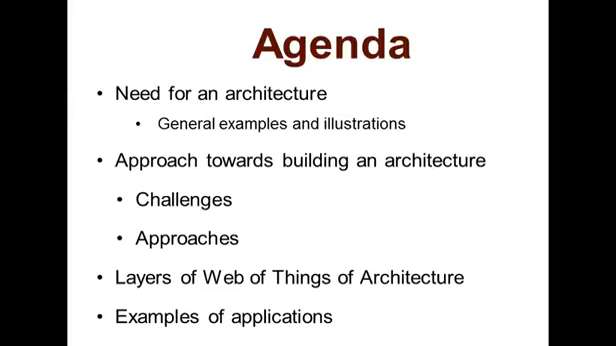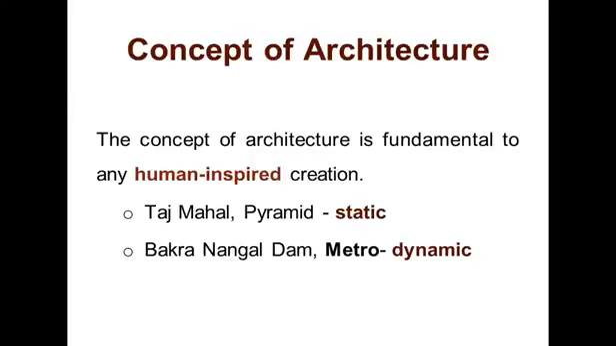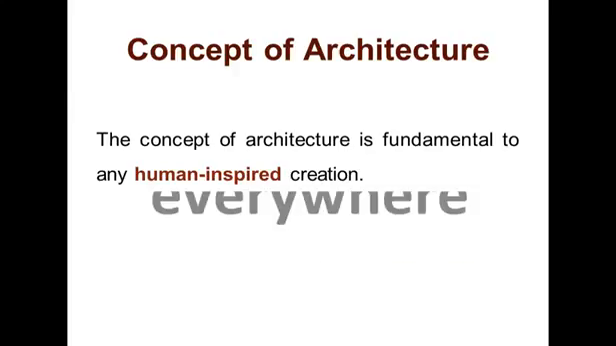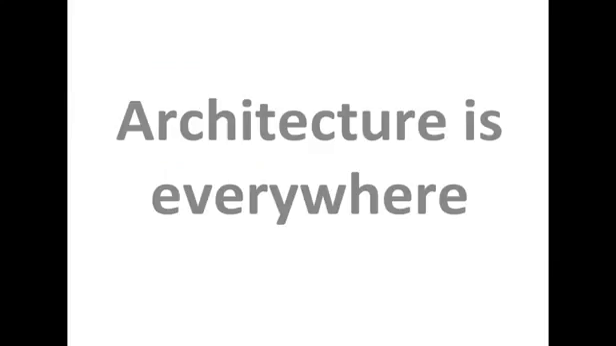Architecture is a very fundamental idea. Anything that we create in this world which is useful and can be used by many people must have an architectural approach. So today's agenda covers the need for an architecture, why we need architecture, general examples and illustrations, and the approach towards building an architecture. Suppose we decide to build an architecture, what are the ways we can follow to develop it? Normally when we build anything, we have some challenges, and even IoT architecture is not an exception. That we will cover. And finally, we will use the web as the basis for building an architecture for this.